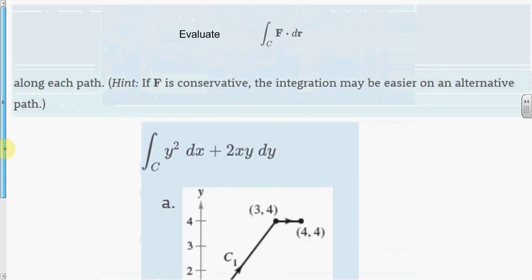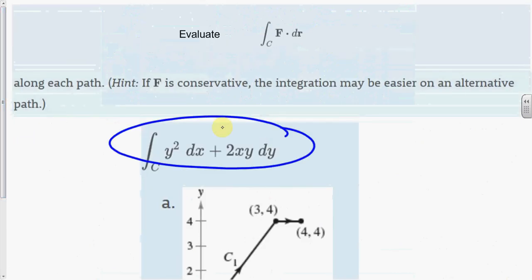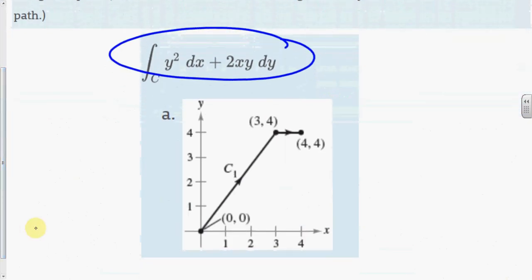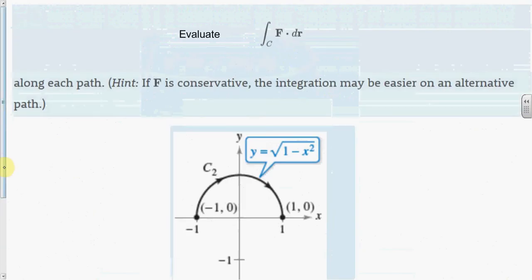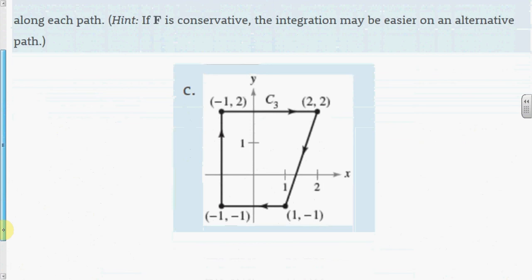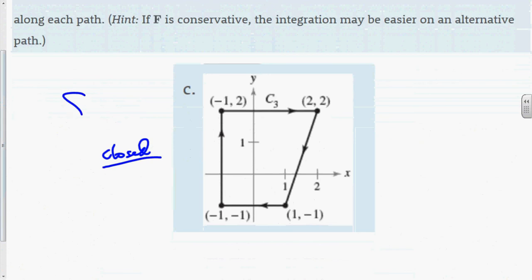All right, so now they give us this line integral, and they're going to give us different paths. A would be this path, part B a different path. Let me show you. Part B is this path right here, and part C is this path there. And this one is closed, so no work there. The line integral is equal to 0, you're done. That's a closed loop.